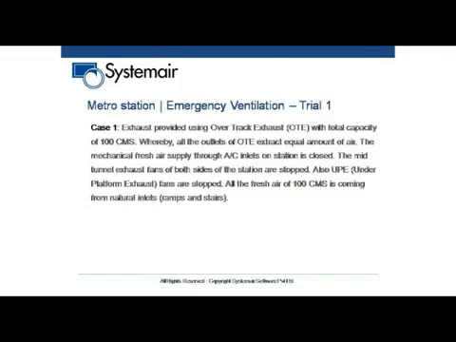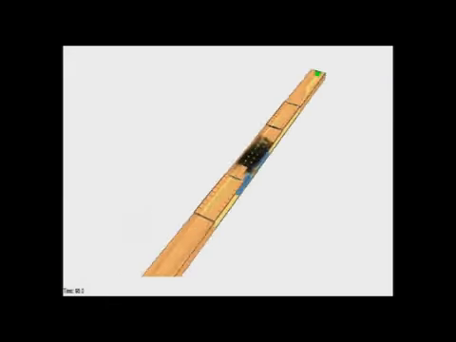Then we calculated what the overtrack exhaust capacity should be and how the system would behave. We did various trials. For example, in trial 1, we provided an overtrack exhaust capacity of 100 CMS, with all outlets at the overtrack exhaust, an equal amount of air extracted from it. Mechanical fresh air through the AC inlet to the station is closed, so there is no air conditioned air coming inside the station. The mid-tunnel exhaust on both sides of the station is stopped, and the under platform exhaust is also stopped, because obviously. So this was the first design as per the NFPA standard.